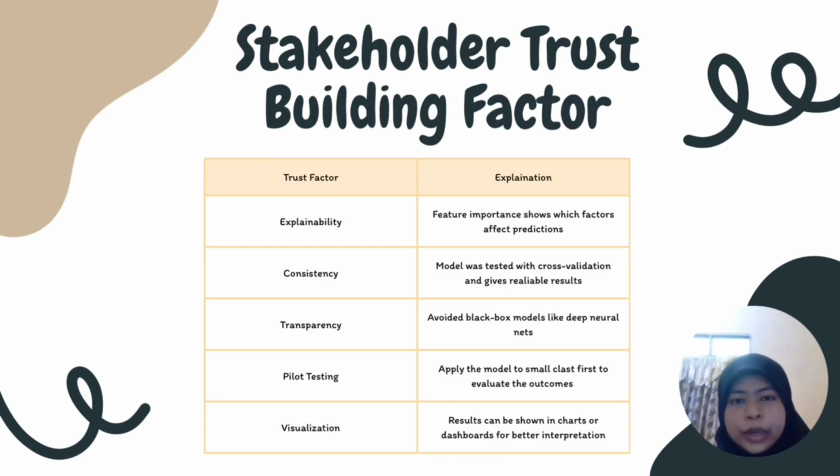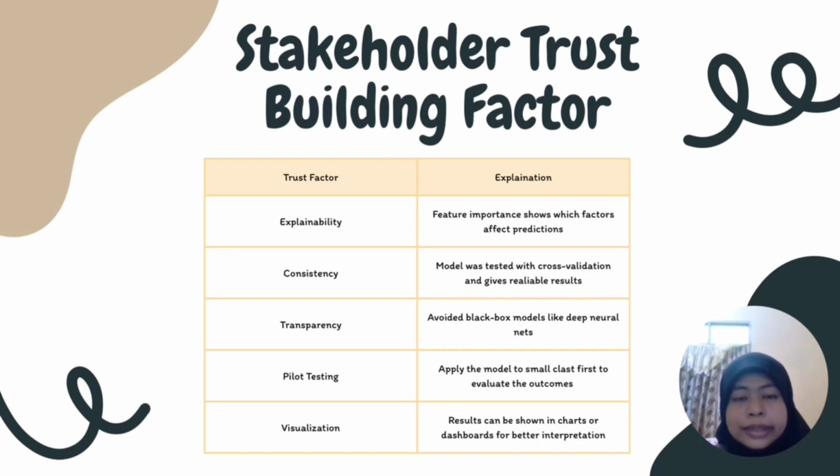To ensure that stakeholders such as teachers, counselors, or school administrators can trust and adopt our model, we have focused on several trustworthy elements. The first one is explainability. By using feature importance analysis, stakeholders can know which inputs, like attendance or exam score, contribute most to the prediction. This will help stakeholders understand the reason behind the output. The second one is consistency. Our model has been evaluated using 10-fold cross validation to ensure reliability across different student groups.